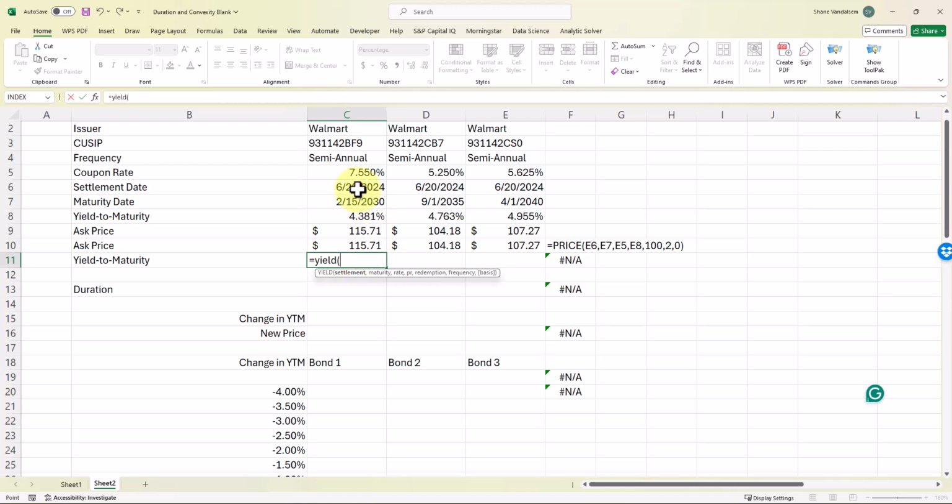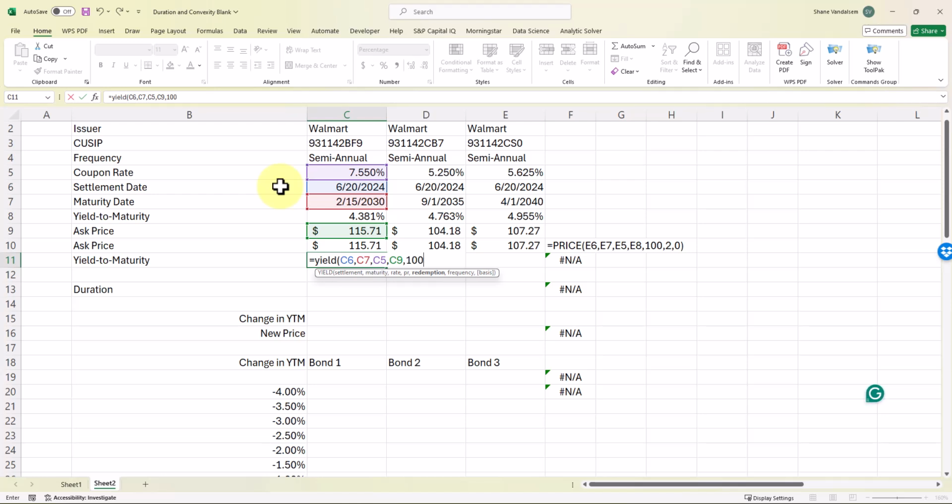So the settlement date is the same as what I mentioned before. The maturity date for our first bond is February 15th, 2030. Our rate is the coupon rate. The price, PR, stands for price. That's our ask price here. You can use either one. You can see they're the same. There might be a small rounding difference between the two because the source of the data only goes out to thousands, so there might be a small difference there.